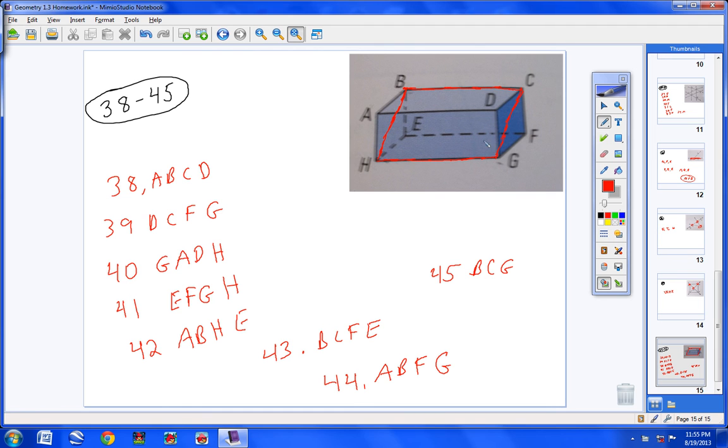Don't get discouraged. If I did give you one of these on a test or a quiz, it would just be one, and I probably wouldn't. But if I did, you might get it, you might not, but I would not give you a lot of these. But look at the points. B, C, G, H. H is the other point that would be coplanar. Okay? So there you go.